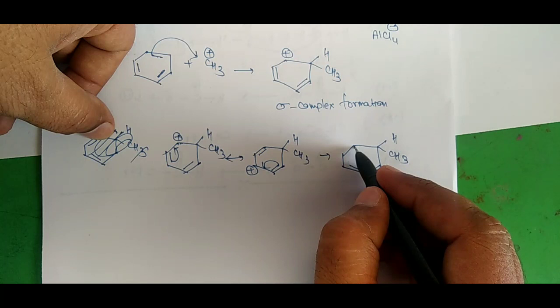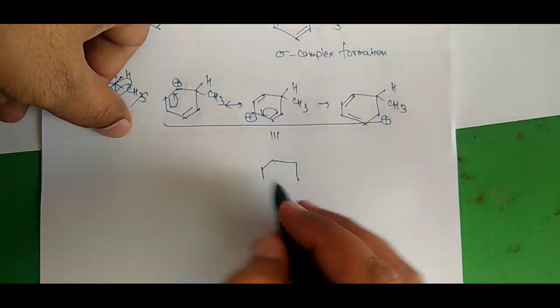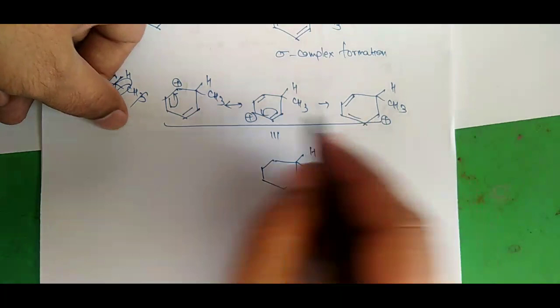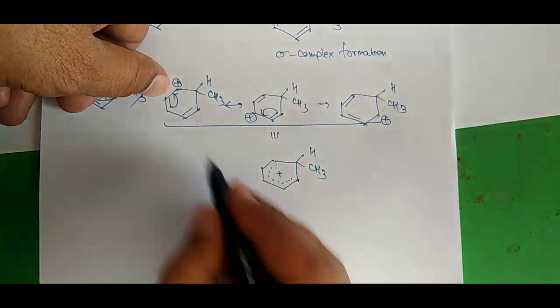Out of these three, ये वाली जो हमने three resonating structures बनाई हैं, इसकी जो overall resonating structure बनेगी, that is here, this is H and CH3. The positive charge, see here, starts from here and ends here. So therefore, this positive charge starts from here and ends here. So this is the overall resonating structure of the formation of the carbocation complex.